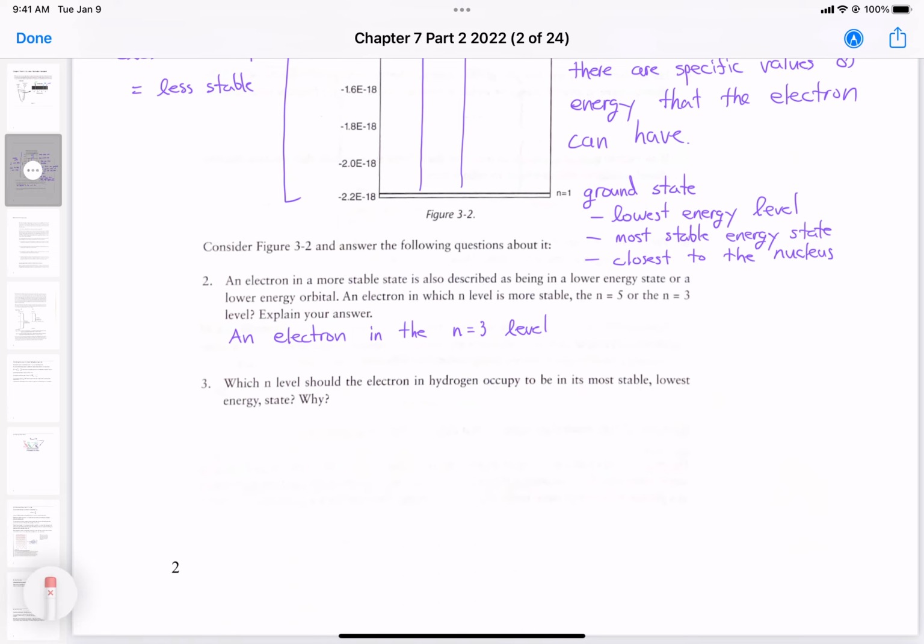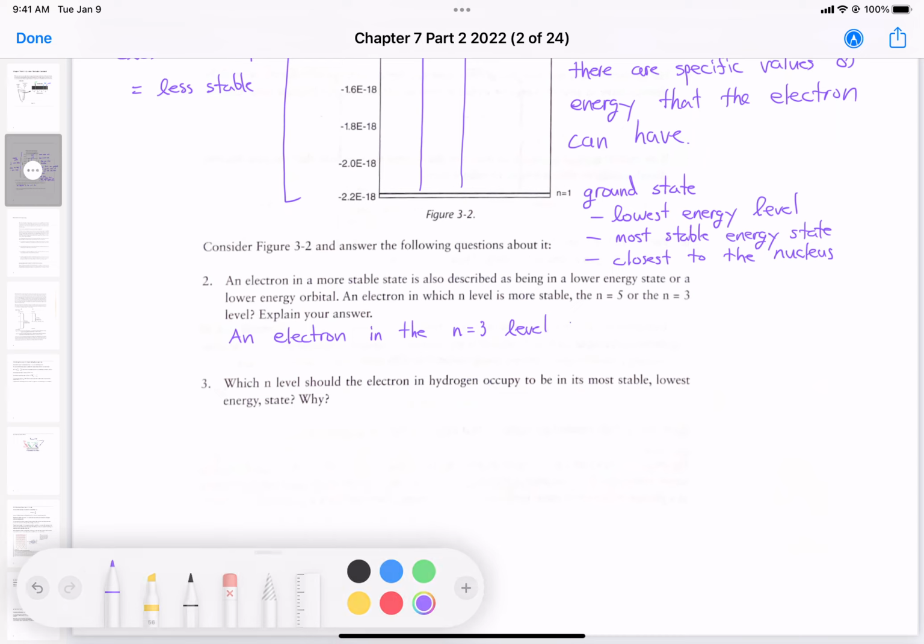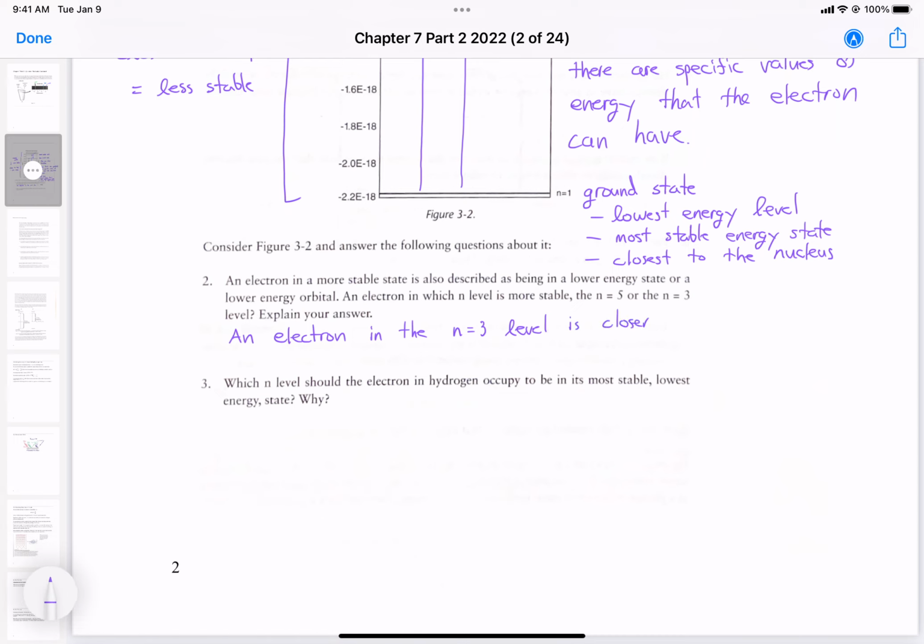Let's backtrack a bit. It's closer to the nucleus than an electron in the n equals 5 level. That's because the protons are an attractive force. It's positively charged and is an attractive force, so it'll stabilize the electron if it's closer by. Therefore, it will be more stable.